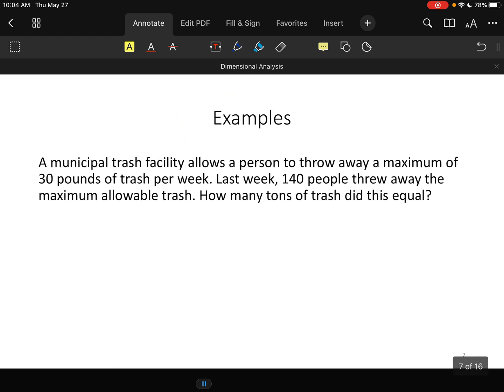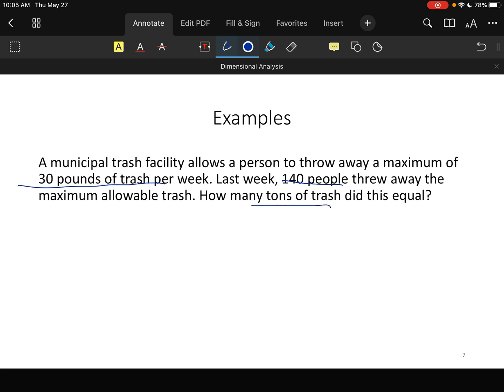All right, so now we've got this example. A municipality or trash facility allows people to throw away 30 pounds of trash per week. Okay. Last week, 140 people threw away the maximum allowable trash. How many tons of trash did this equal? So now we've got a couple different things that are going to happen. So let's underline. We've got 140 people. We've got 30 pounds of trash. And then we want to know how many tons of trash.